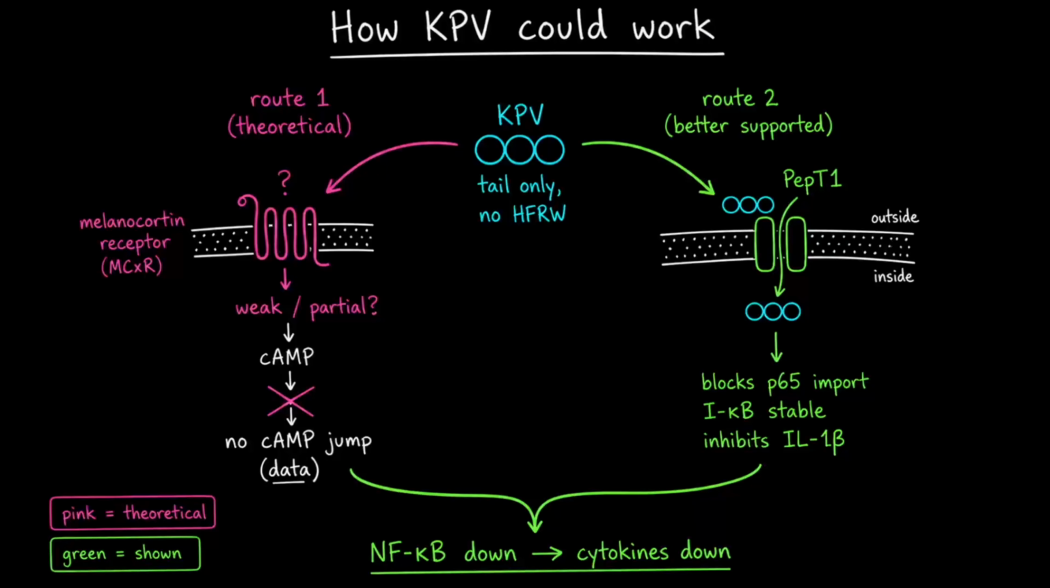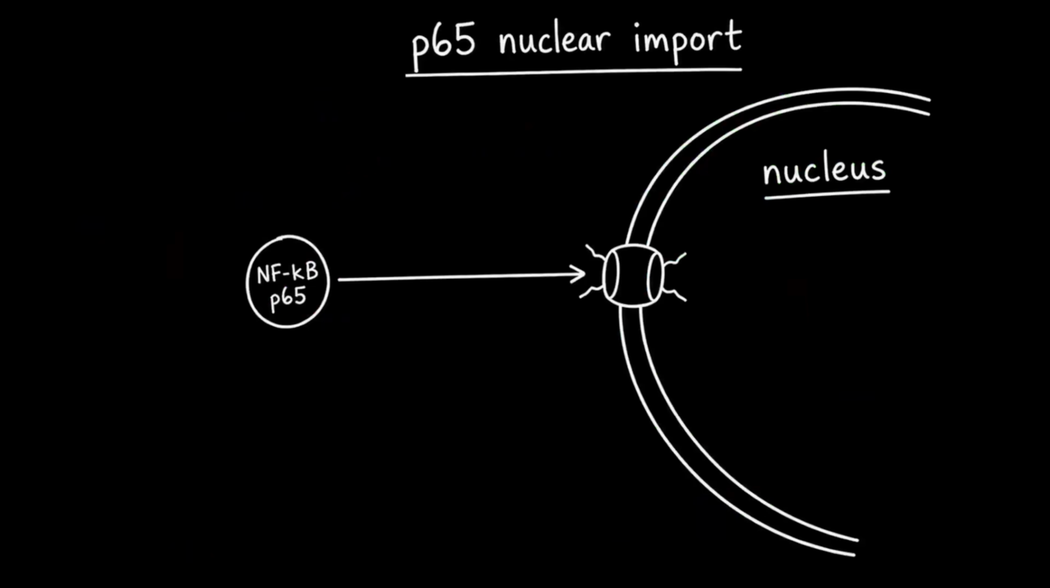So it keeps something called P65 from migrating into the nucleus of a cell, and it helps stabilize IKB so it doesn't get degraded, and therefore dampens interleukin-1 beta signaling, or IL-1B. I'll explain this a bit more. So let's talk about the P65 bit.